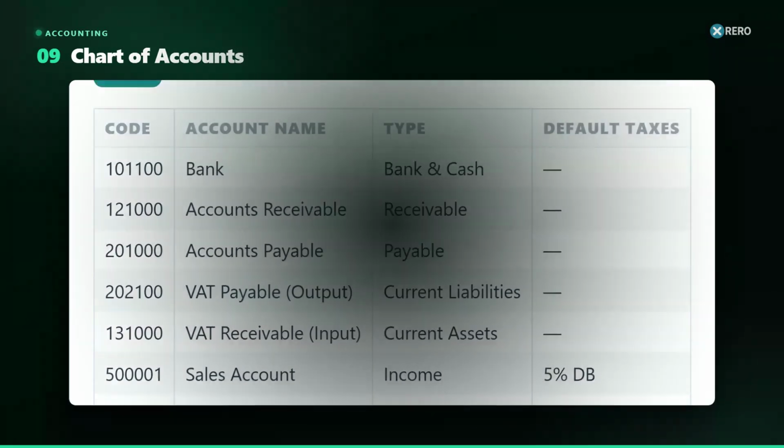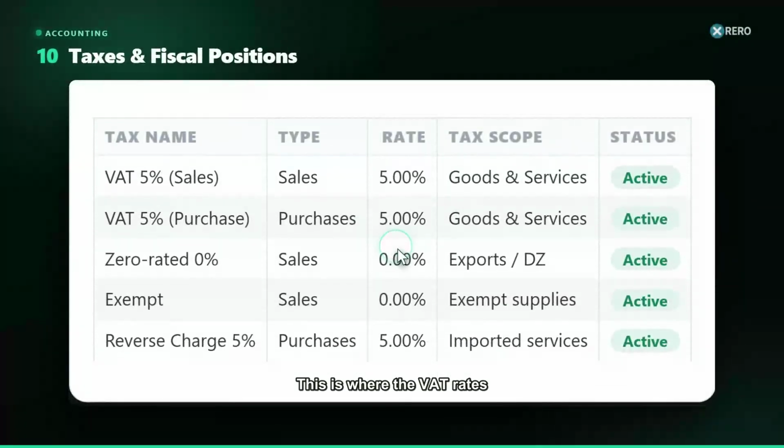This is where the VAT rates live. The UAE standard 5% sales (output) and purchase (input) taxes are pre-configured, along with 0% (zero-rated) and exempt.